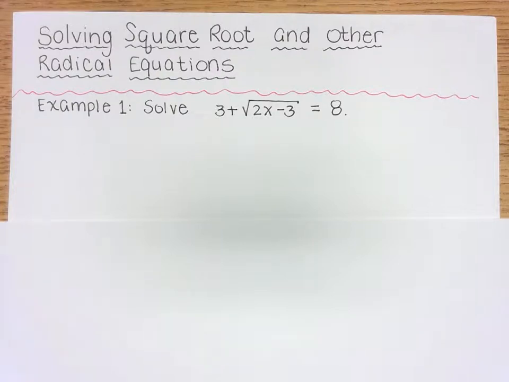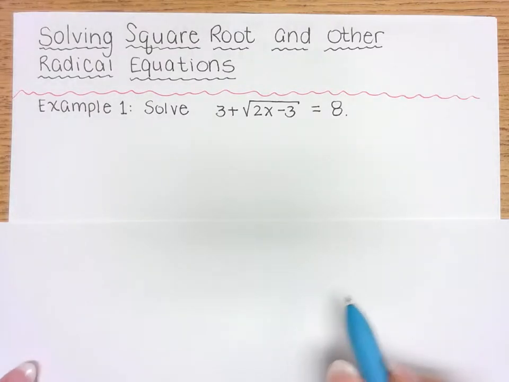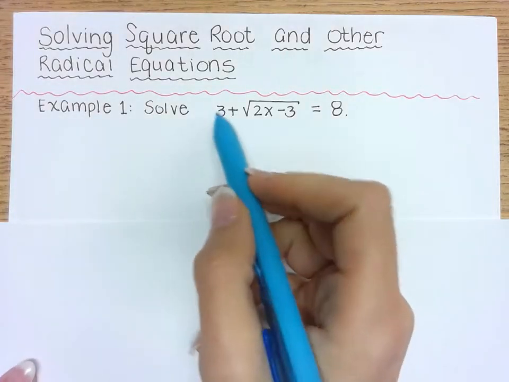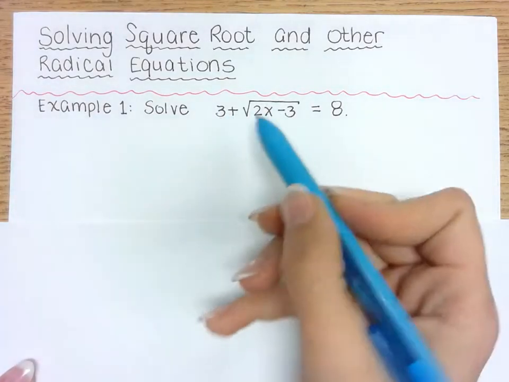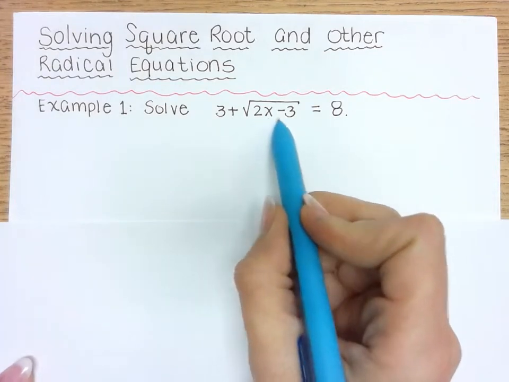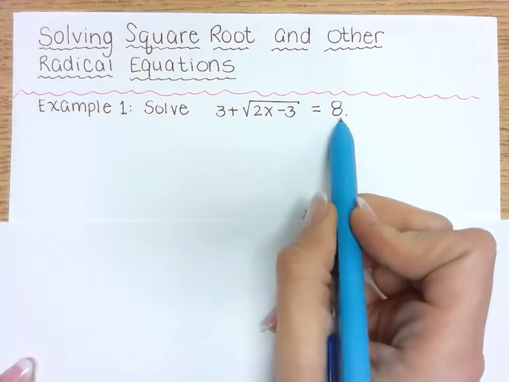This is going to be a quick lesson on solving square root and other radical equations. So we're just going to model a bunch of examples here and clarify a few things after about 2 examples. So this first one is asking us to solve this equation here. We have 3 plus the square root of 2x minus 3 equals 8.